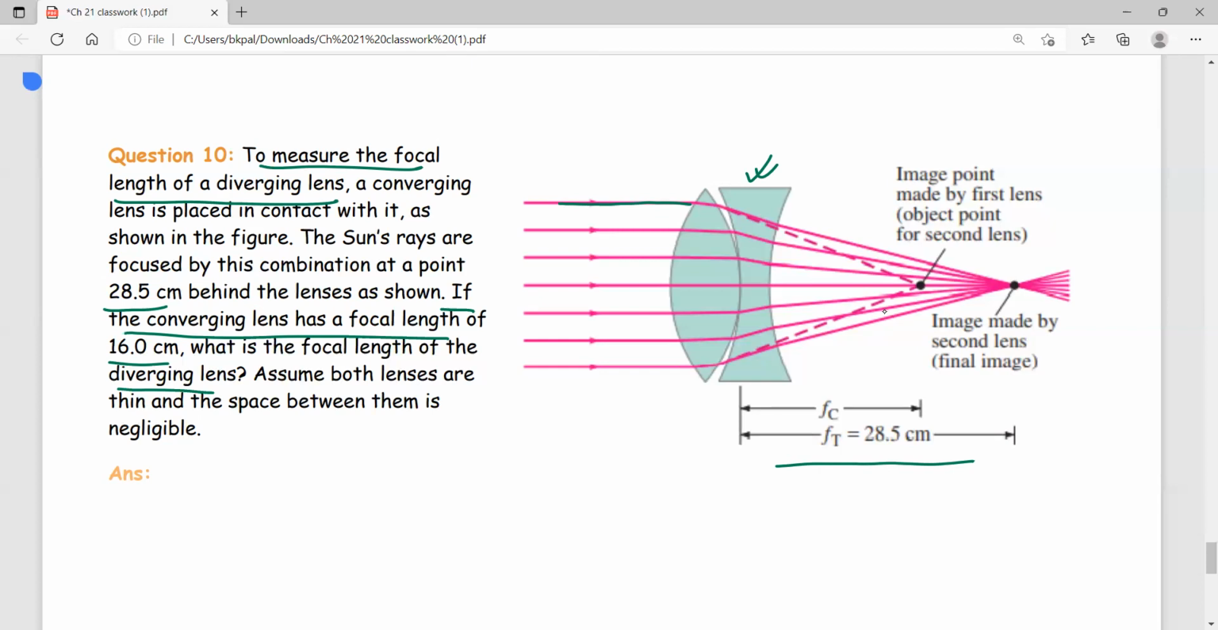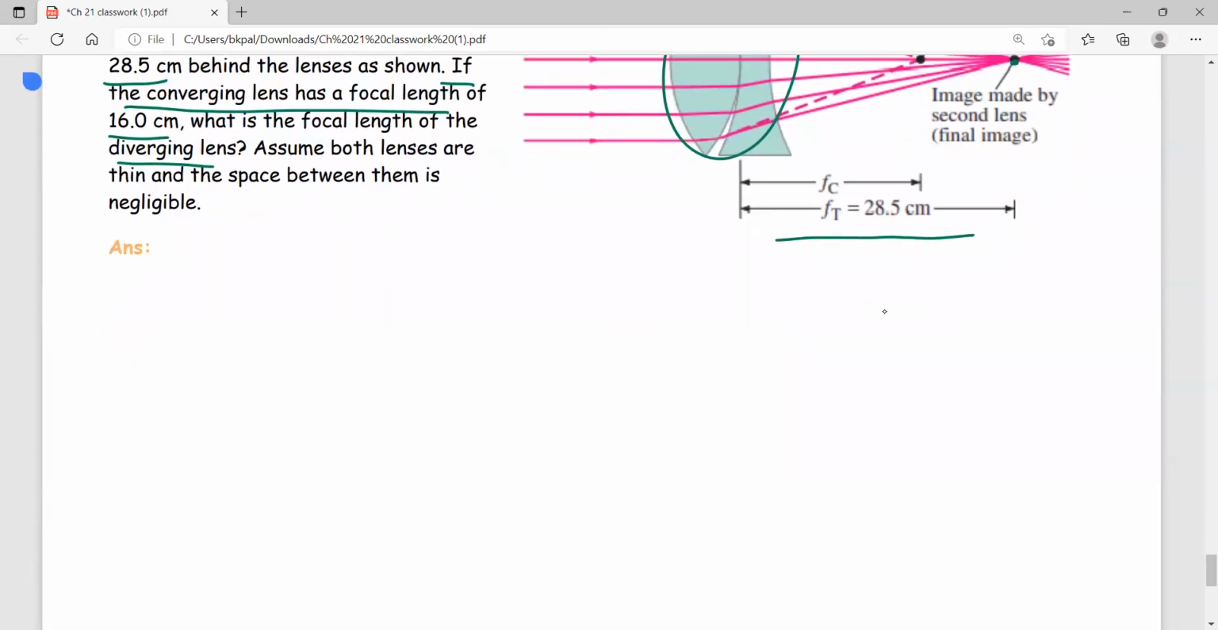Let me read it again. It would probably be easy. We have parallel rays striking this lens. After refraction, they merge somewhere here, and this tells us that the focal length of this combination is 28.5 centimeter. There are different ways to solve this. I'm just going to solve it similarly to the last problem, so I use two different lens equations, one for the first lens, one for the second lens.